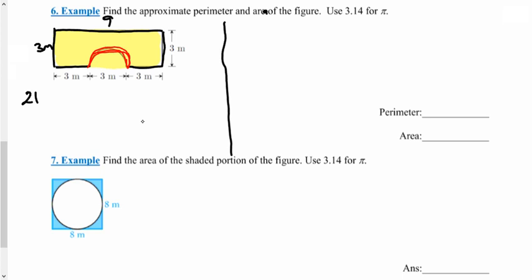Now I've got to find the red part. And the red part is just the circumference of a circle with a diameter of 3. Okay? And we know that the circumference is equal to pi times diameter.